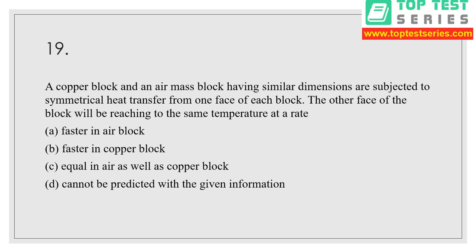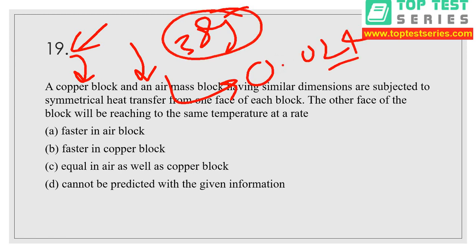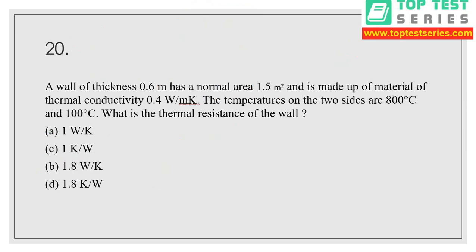So my dear, we just need to understand which material has maximum thermal conductivity. That is what? Copper. Copper has about 385 thermal conductivity. Air has 0.024 thermal conductivity. That means the copper block will do it faster, right? So option B is the correct answer.